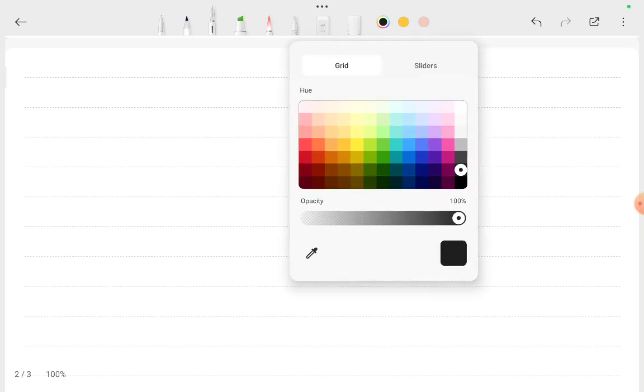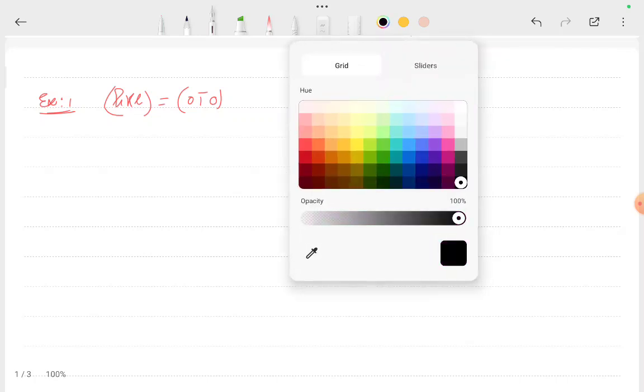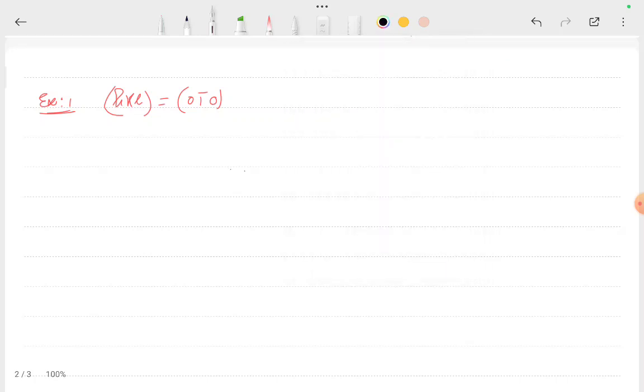First of all, take example number one. In example number one, hkl is equal to 0 -1 0. Now we are trying to plot this. First of all, take a cube. This is the cube.